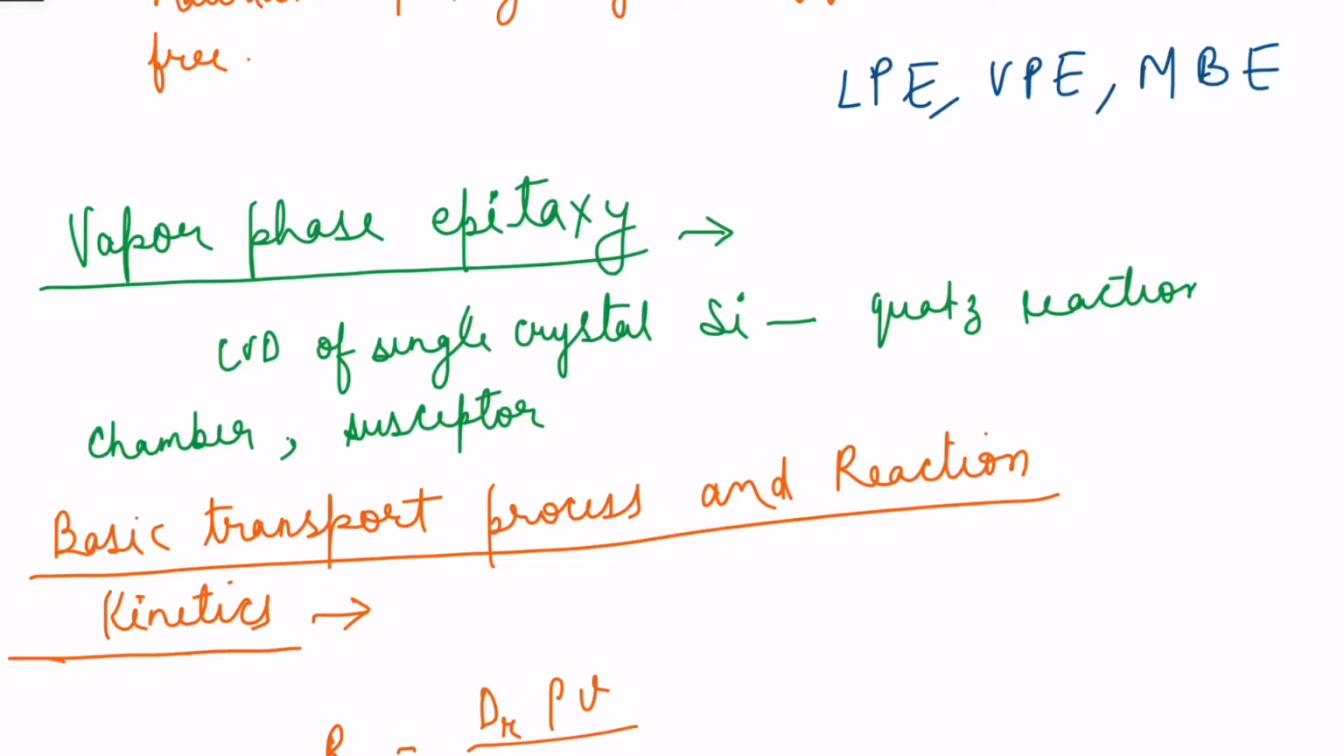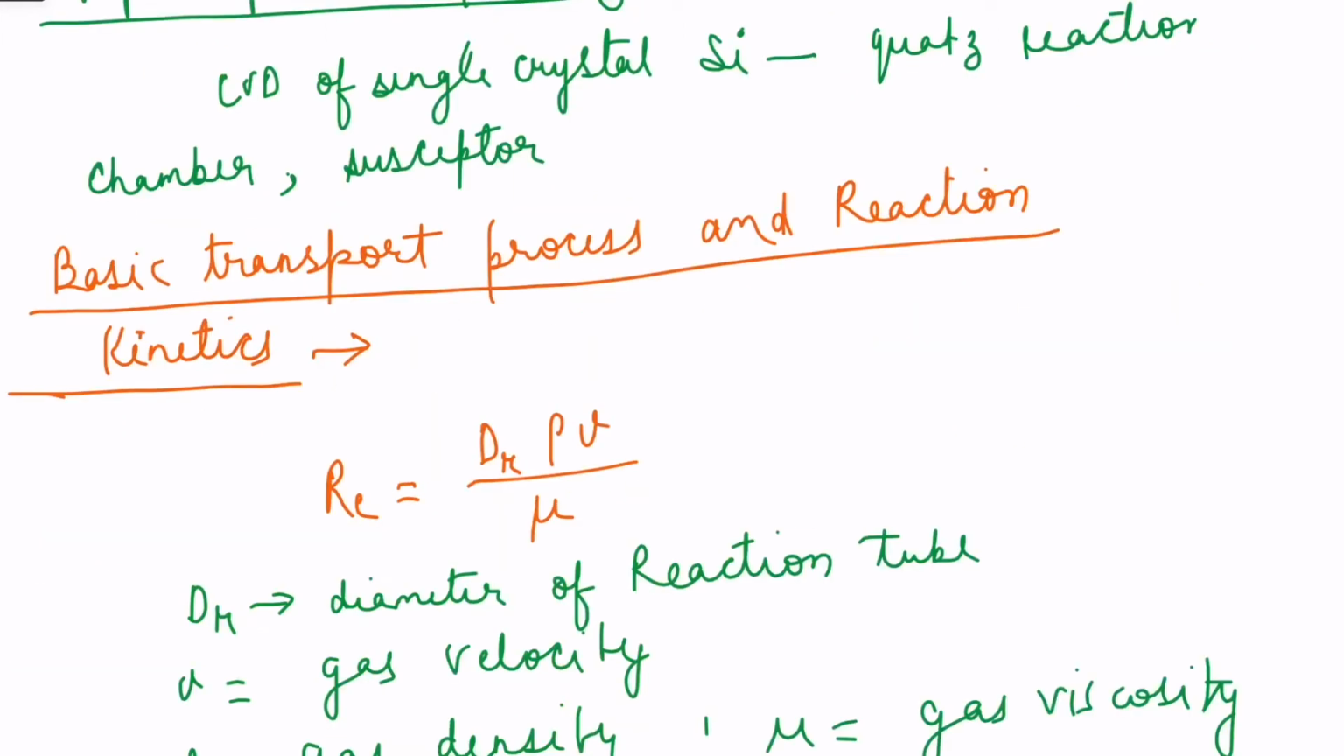The chemical vapor phase epitaxy of single crystal silicon is usually performed in a reactor consisting of a quartz reaction chamber and a susceptor, where the susceptor is used to provide physical support for the substrate wafer and provide a more uniform thermal environment. So generally the deposition occurs at high temperature. Before learning about the vapor phase epitaxial process, we will discuss the basic transport process and the reaction kinetics of the gas flow in the reactor.